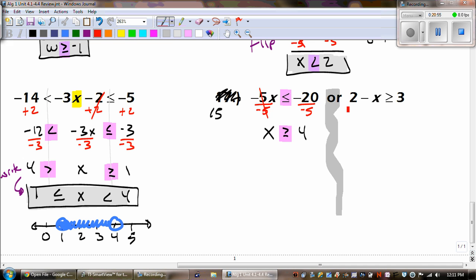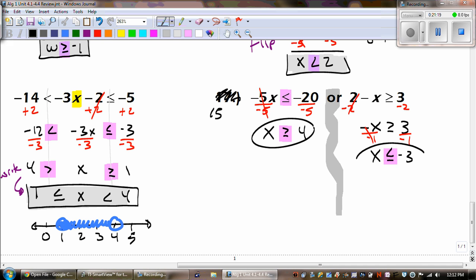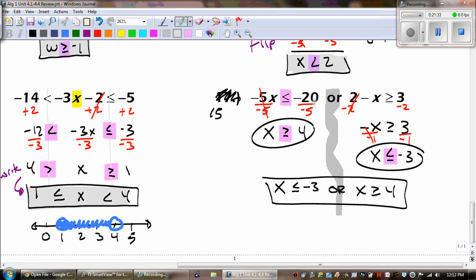On the other side, we're going to subtract the 2 from both sides. And I get negative x is less than or equal to 3. Now the x isn't by itself because there's a negative sign in front of it. And then once again, if I divide by a negative, I have to flip the sign. Okay? Now, when we're talking about these two inequalities, I want to put them in order from least to greatest. So I'm going to put the negative 3 first, and then the 4. And then that's our answer.